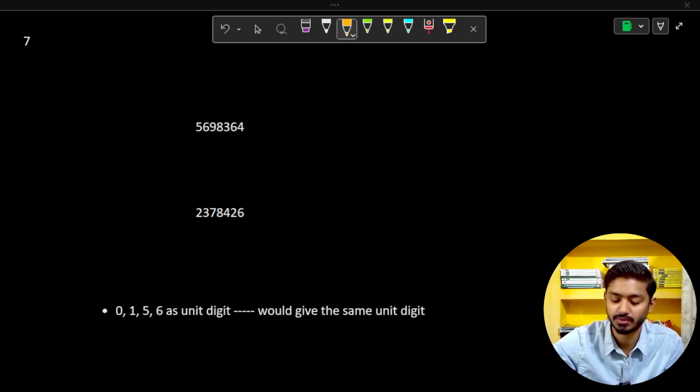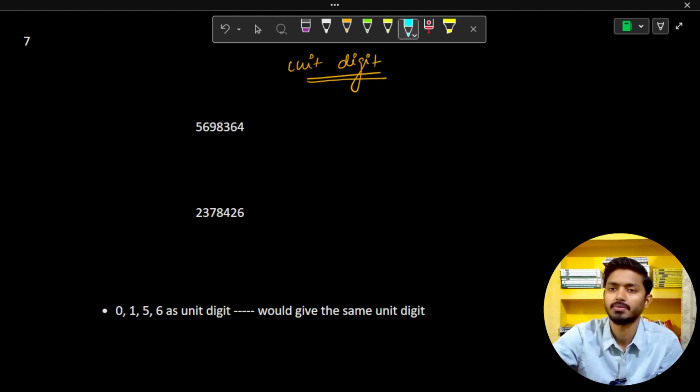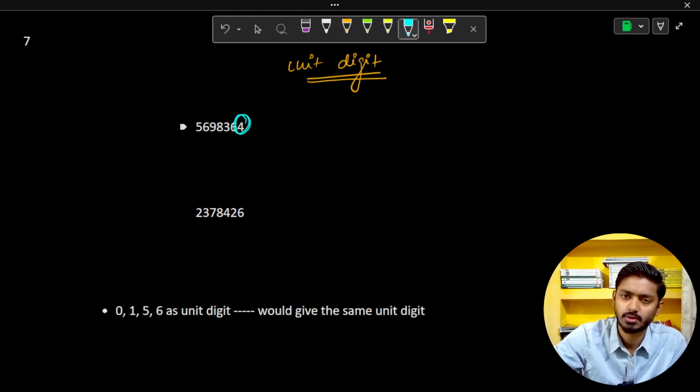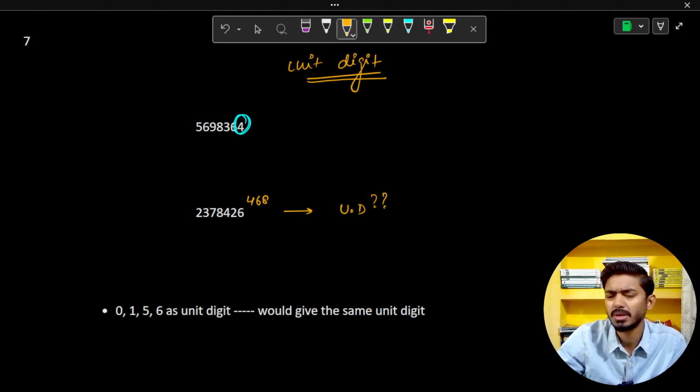This is the 7th lecture in which we are going to learn about unit digit. Well, we all know what unit digit is. Over here, the unit digit is 4. Over here, the unit digit is 6. But the problem arises when they say, let's say, so and so to the power 468, and they ask what the unit digit would be. Now, these are very simple questions. Let's take 10 minutes of the lecture and you will be able to solve such questions with ease.